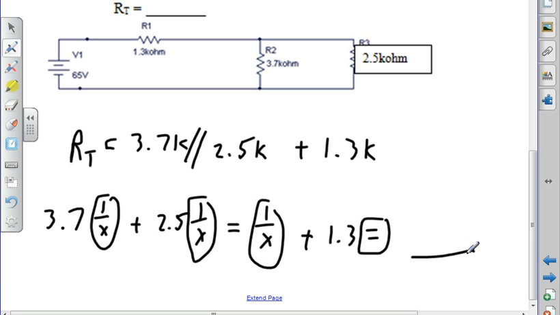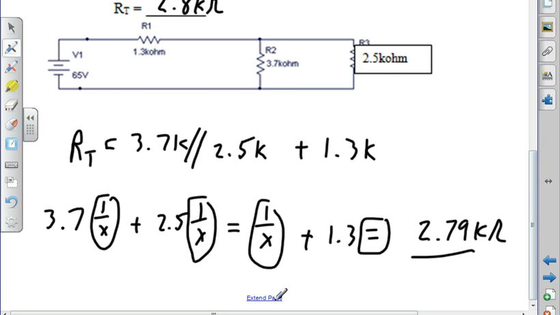And I got 2.79K, 2.79K ohms. So I'll call my answer 2.8K ohms. But I'm going to use 2.79 in my calculation the rest of the way through, and then I'm going to round down to only 2 significant digits in everything I do.